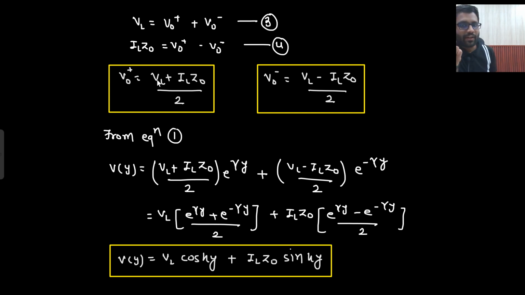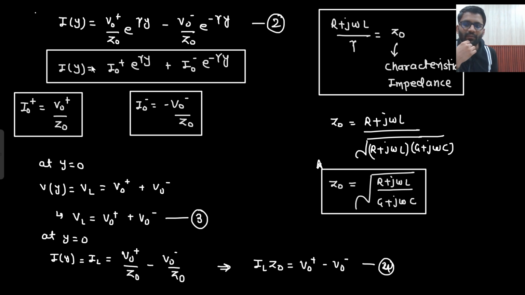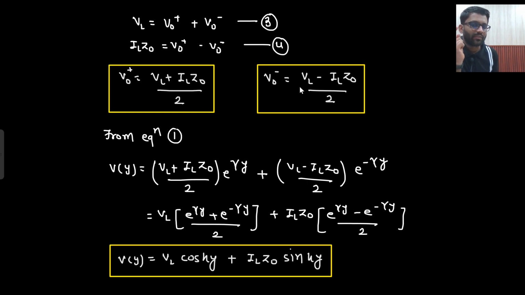Similarly, you can find the value of I naught plus and I naught minus. What will be the value of I naught plus? I naught plus will be simply this divided by Z naught. You can see here, I naught plus is V naught plus divided by Z naught. And what is your I naught minus? Minus V naught divided by Z naught. So I naught minus will be negative sign and divided by Z naught. And then you can put the values and you can get the expression.